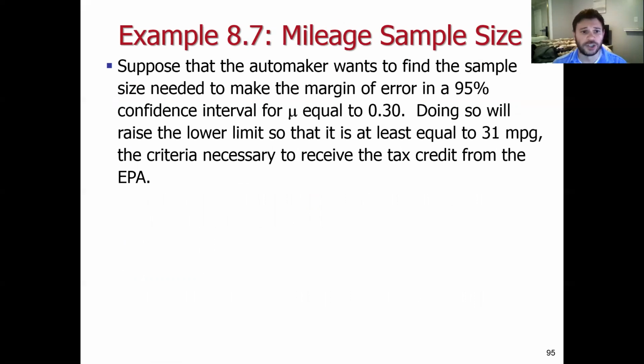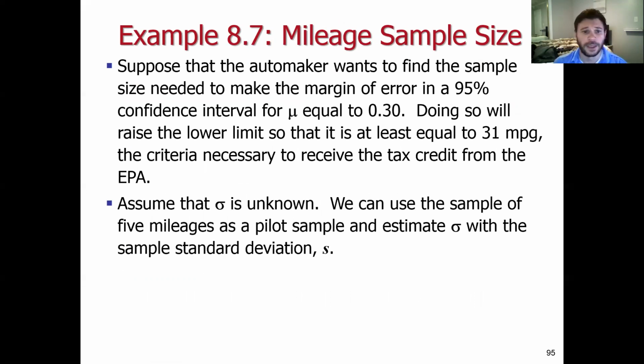Okay, doing so will raise the lower limit so that it is at least equal to 31 miles per gallon, as we will see in a moment. We don't really know this at this point, but I'm going to show you that that is actually the case. So let's now assume that sigma is unknown, and we're going to use this sample of 5 mileages as our pilot sample to estimate sigma using the sample standard deviation S.